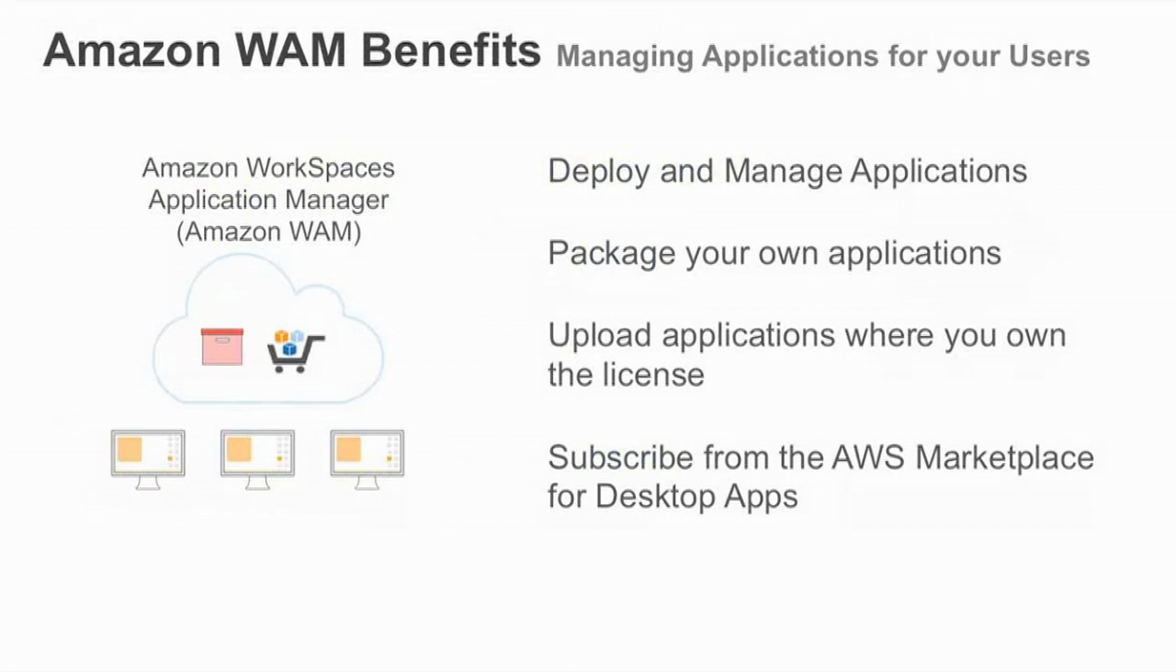The goal for Amazon WAM is to allow customers to deploy and manage their applications within workspaces. Customers can bring their own applications once they have built in-house or have acquired through their enterprise agreements with software vendors, or are able to even deploy applications direct from the AWS Marketplace, where they can subscribe to applications without any upfront commitments.